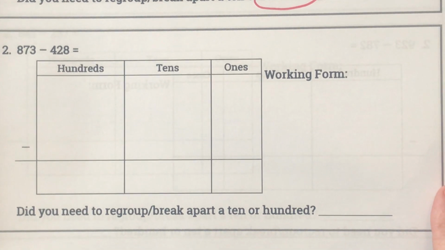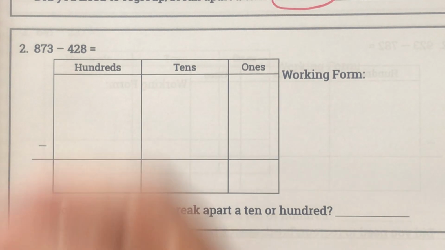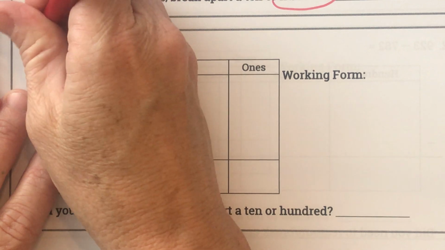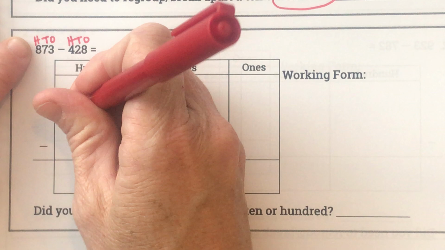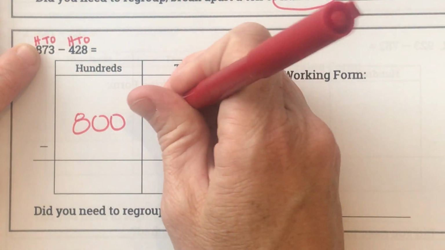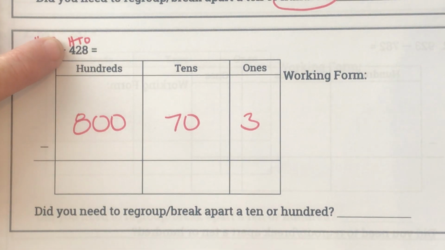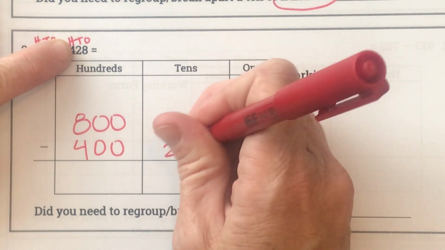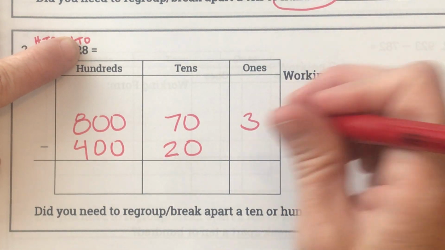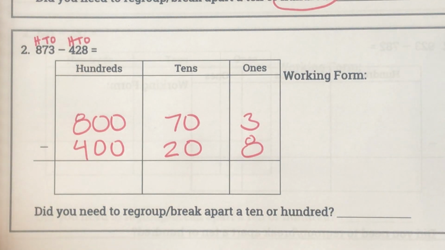Here's my next problem. It says 873 subtract 428. I'm going to put my place values on top. If I had 8 hundreds as my minuend, that would be 800. 7 tens is 70, and 3 ones is 3. My subtrahend is 4 hundreds, which is 400, 2 tens is 20, and 8 ones is 8. I wrote my minuend and my subtrahend, and now I'm ready to subtract.